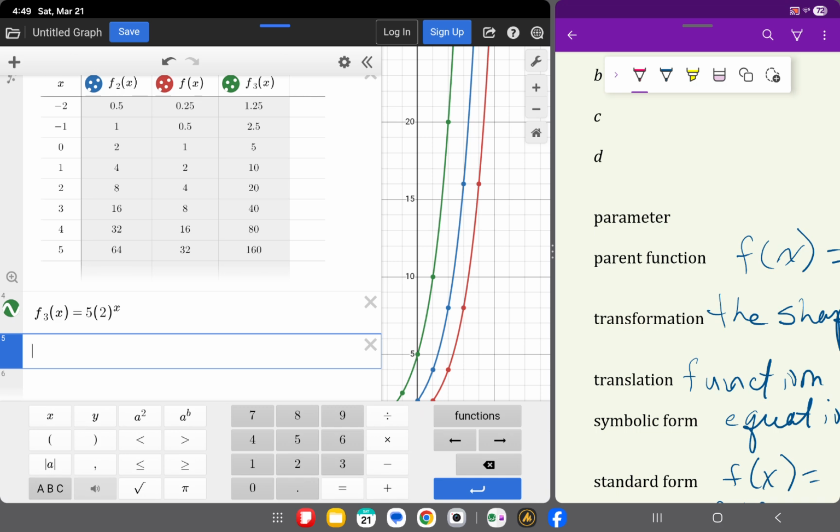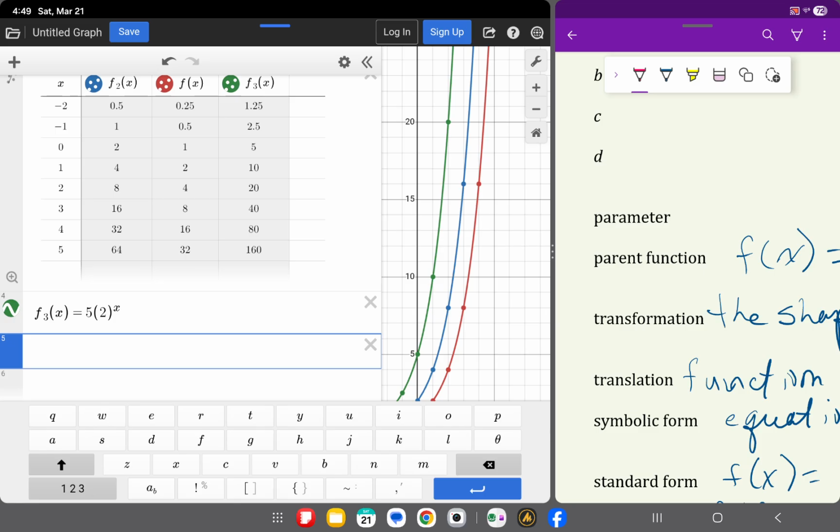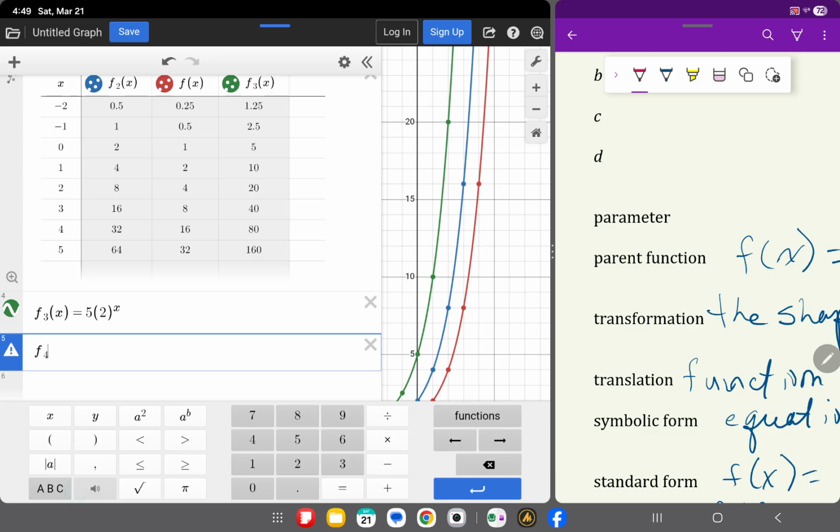So let's see what happens if we put f4(x) equals, let's do 1/2 x. So 1 divided by 2, I need to arrow out to make sure I get out of that denominator, parentheses, and I want to put in 2, close parentheses, and we're going to raise it to the x power.